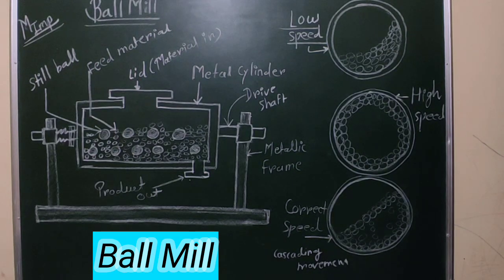We want this type of movement, so we adjust that type of speed. When the ball mill is rotated, the inside consists of metallic balls and the material which we have to size reduce. During the rotating movement of this ball mill, what happens? See, impact occurs when the balls get lifted by the rotating mill.